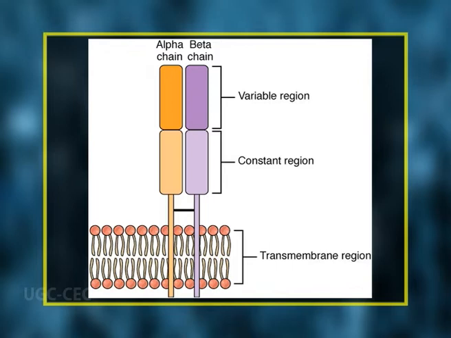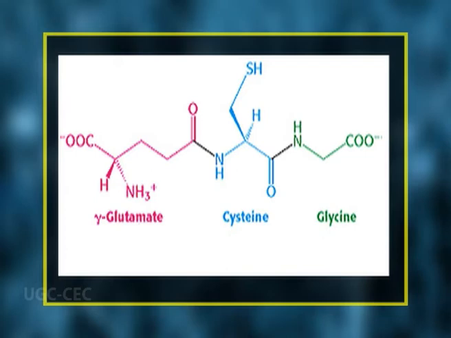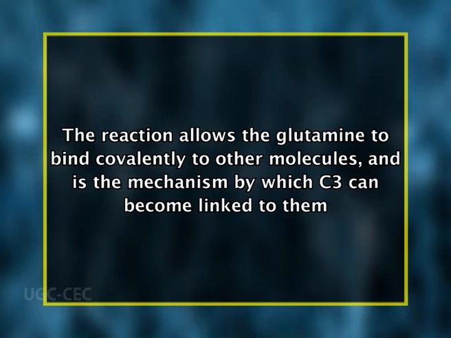C3 belongs to a family of proteins containing an unusual post-translational modification to their structure. This is an internal thioester bond consisting of a glutamine residue whose carboxyl group is linked to the sulfhydryl group of a nearby cysteine residue. This bond is metastable and the electrophilic carboxyl group of the glutamine is susceptible to attack by adjacent nucleophilic groups such as hydroxyl groups and amine groups in adjacent proteins and carbohydrates. This reaction allows the glutamine to bind covalently to other molecules and is the mechanism by which C3 can become linked to them.